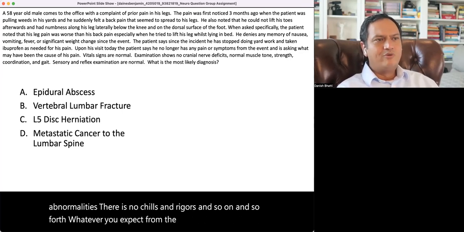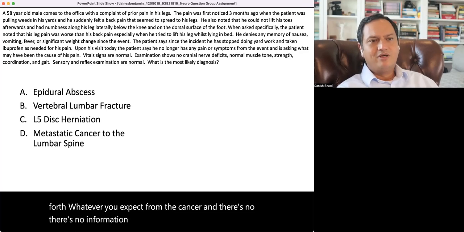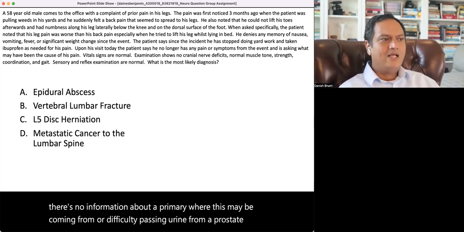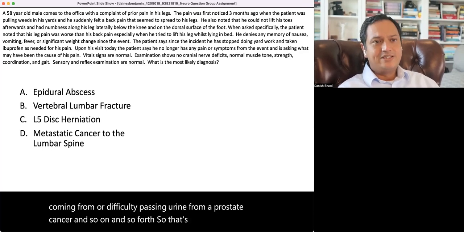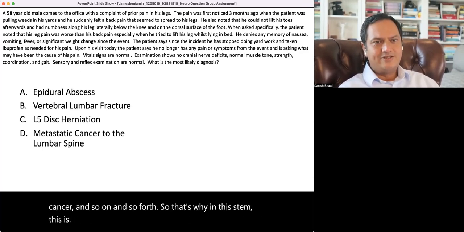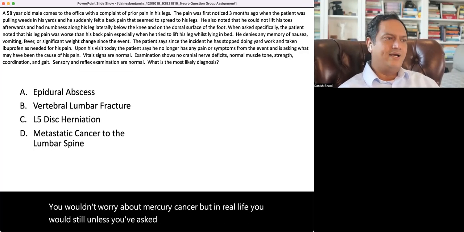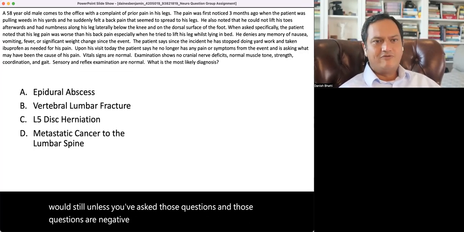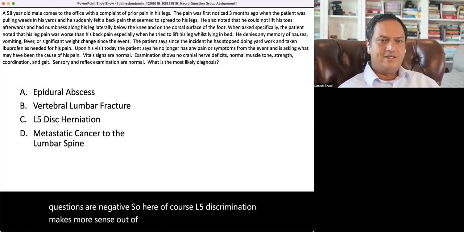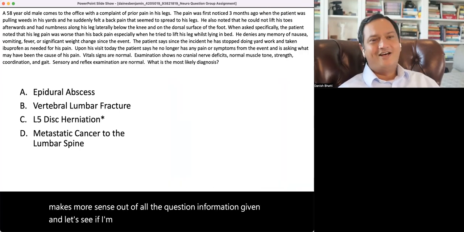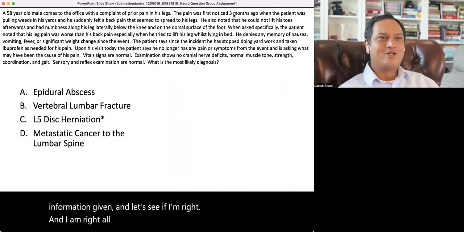And there's no information about a primary, where this may be coming from, or difficulty passing urine from a prostate cancer, and so on and so forth. So that's why in this stem you wouldn't worry about metastatic cancer, but in real life you would still, unless you've asked those questions and those questions are negative. So here, of course, L5 disc herniation makes more sense out of all the information given. And let's see if I'm right. And I am right. All right, let's stop here and we'll do another question later.